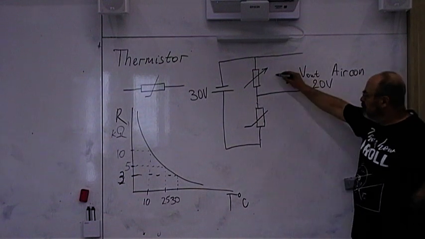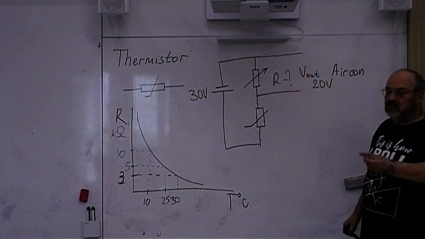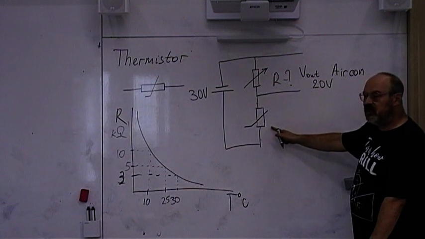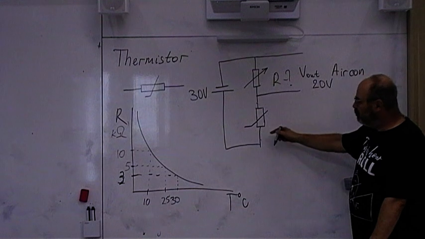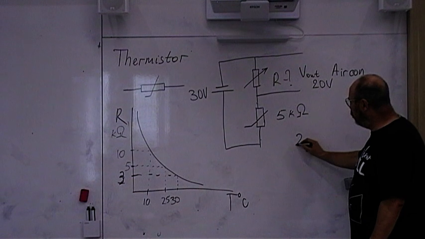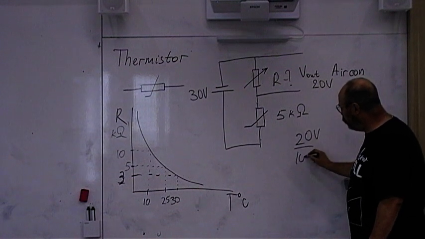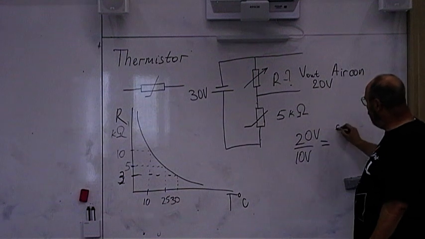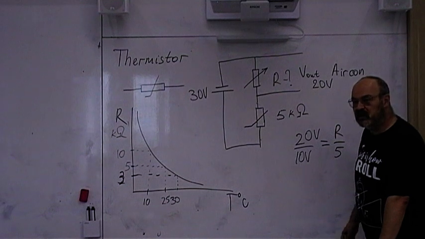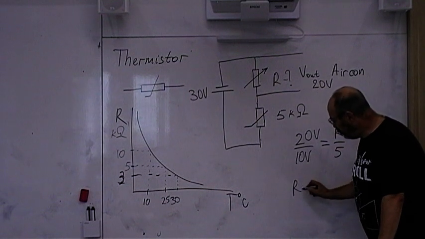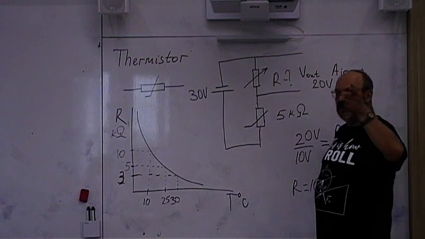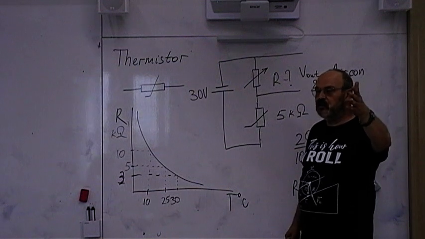A 2-to-1 ratio of resistance. What is the thermistor resistance at 25 degrees? 5 kilo-ohms. That means we want the voltages 20 volts to 10 volts, and that has to be R to 5 kilo-ohms. So what should we set the variable resistor to? R equals 10.